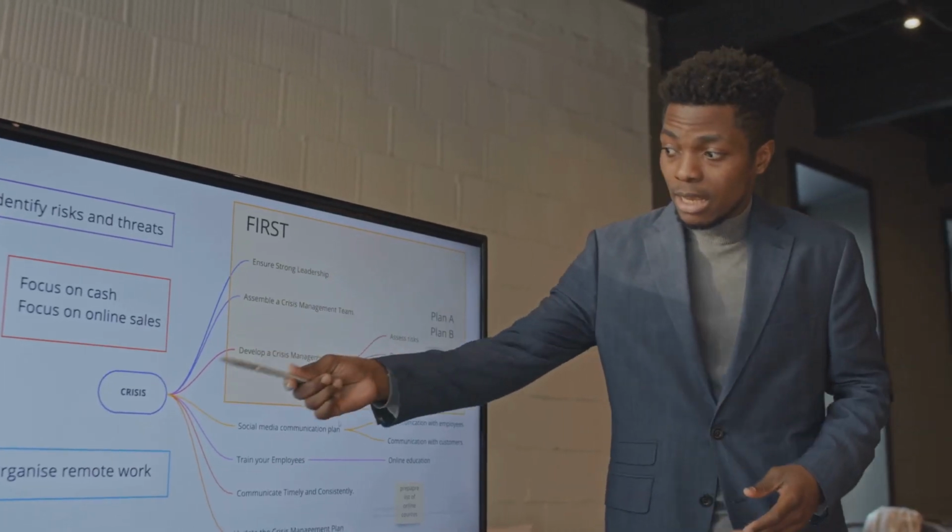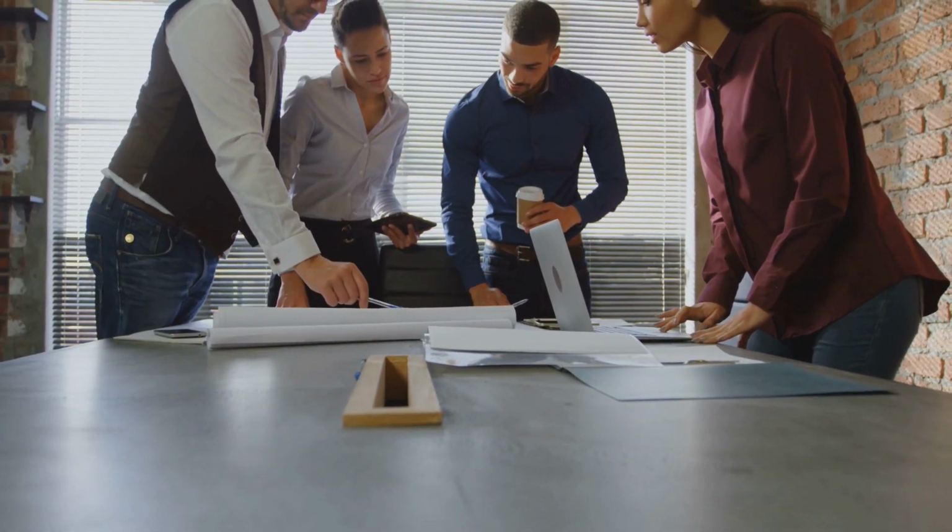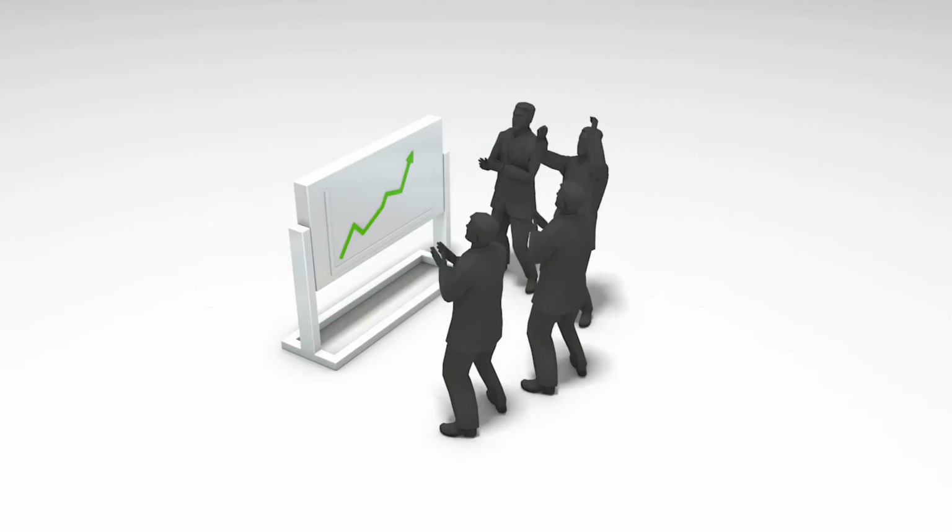The analyze phase gave us a map. The improve phase is the journey. Now, let's roll up our sleeves and make real change. The foundation is set. Onward and upward.